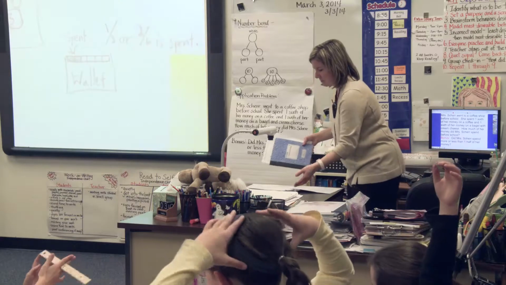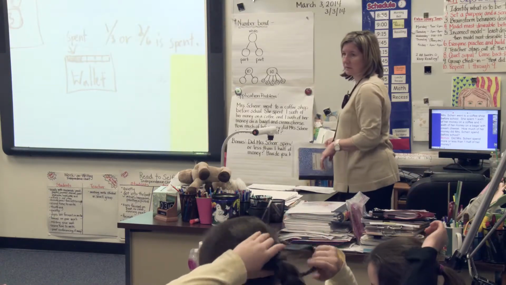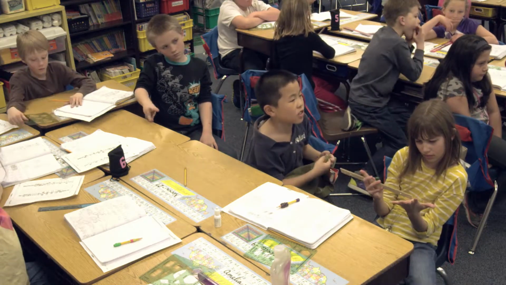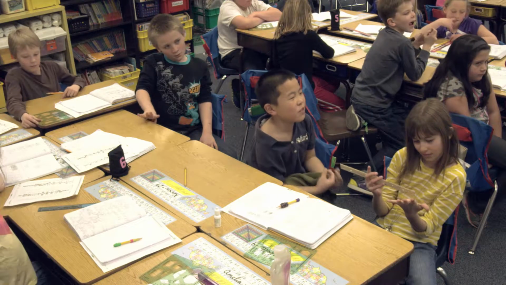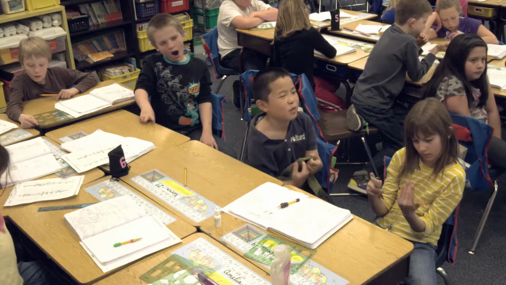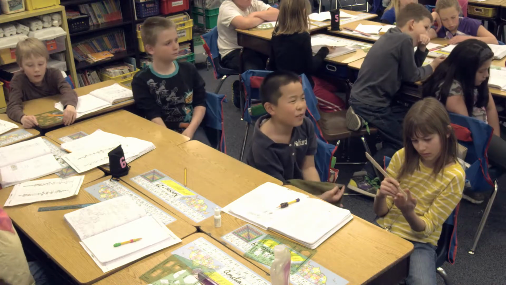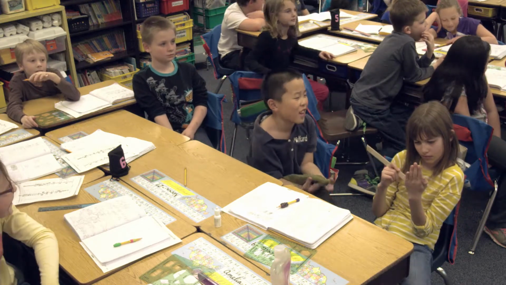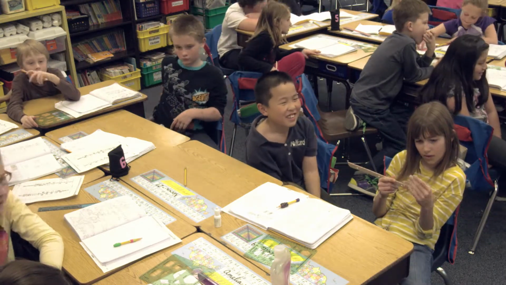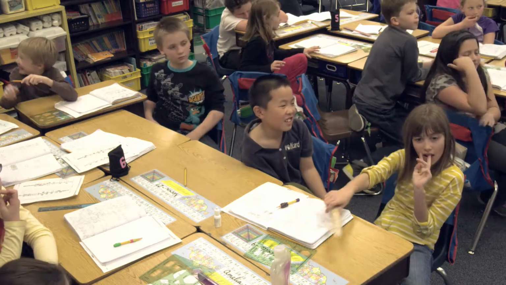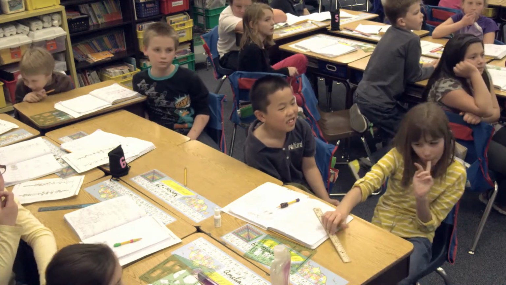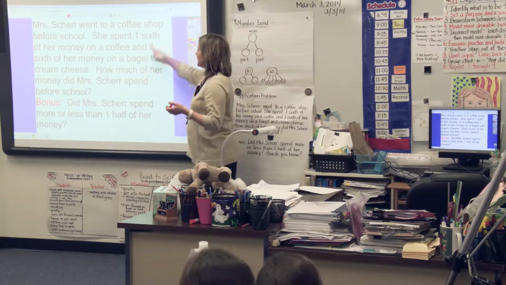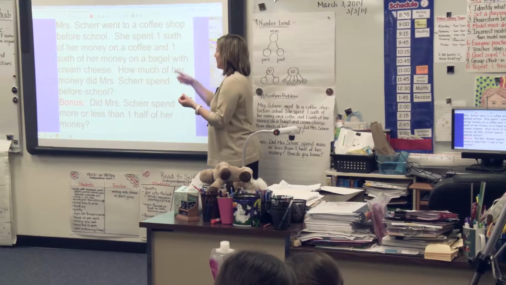Kevin? I still have a question about the 1/6 for the coffee and 1/6 for the donut. It's really confusing. At first, I thought Mrs. Scherr drank 1/6 of the coffee and ate 1/6 of the donut. But what does that have anything to do with money? Right, because we need to go back to the question. I think it was asking how much of my money did I spend? Is that right? Yeah. So we're not really concerned with what I drank and what I ate, other than those were the things that I bought.